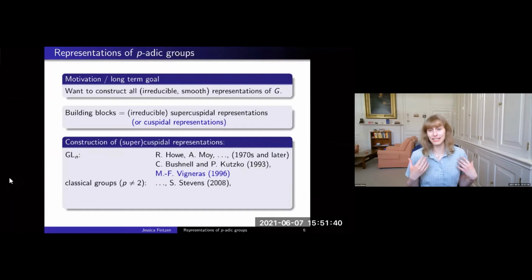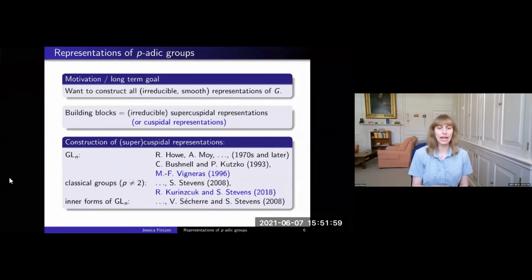It's not that easy. It's more difficult. You have to work much harder for classical groups, but he essentially uses the same language and relies on the construction of Bushnell and Kutzko. And not so long ago, Kurinczuk and Stevens showed that the same works mod ℓ. Again, it's essentially the same construction, but the proof is a bit more difficult. And also inner forms of GL_N were treated by Sécherre and Stevens roughly around the same time.